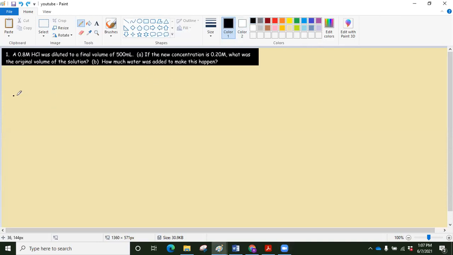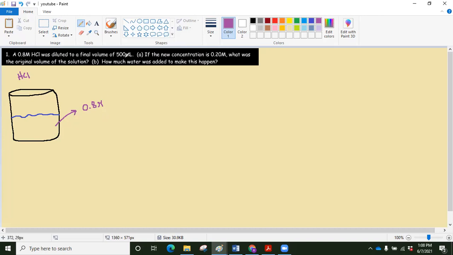If you think about it, we have a container, and within that container we have a solution, and what we're told in the question is that the solution has a molarity of 0.8 molar. And this is of course HCl. We don't know how much volume this solution consists of, but we know that for every liter, there are 0.8 moles of HCl.